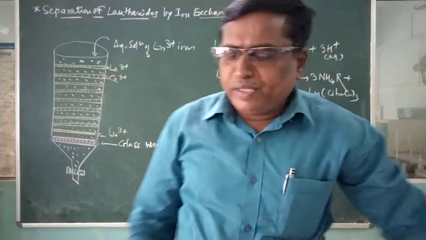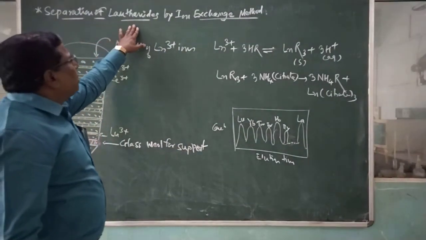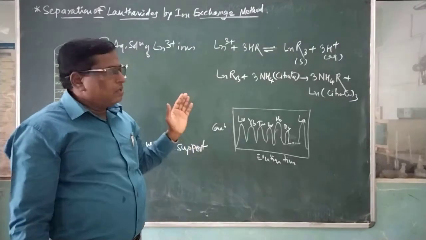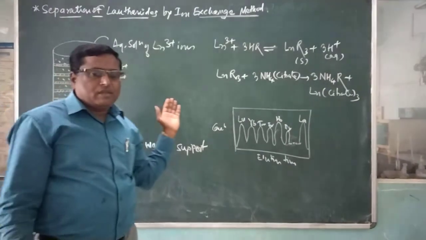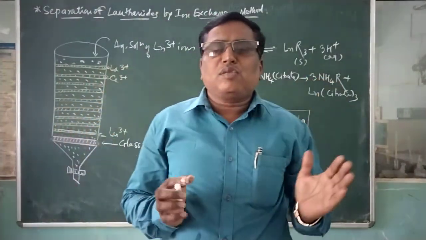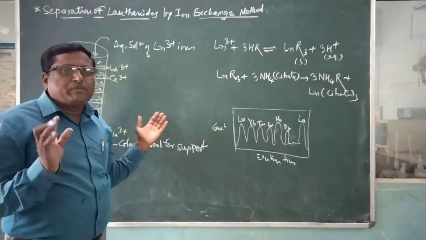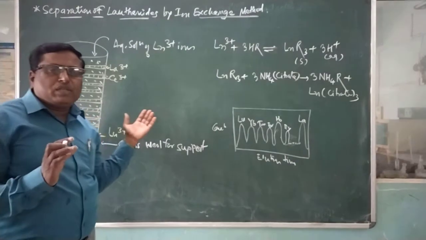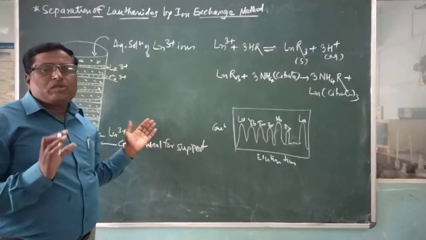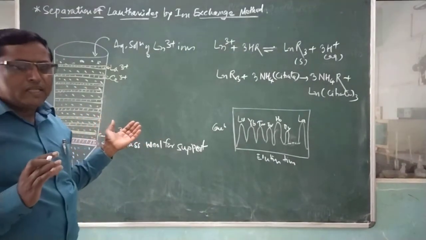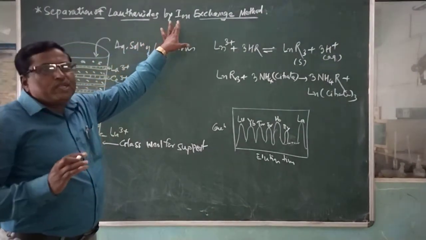Now this is the next point as for the lanthanides, that is separation of lanthanides by ion exchange methods. There are many methods for lanthanide separation, to separate each and every element into separate parts. That is the solvent extraction method and ion exchange methods. These are the modern methods which are used for the separation of lanthanides. Now we are going to see separation of lanthanides by ion exchange methods.